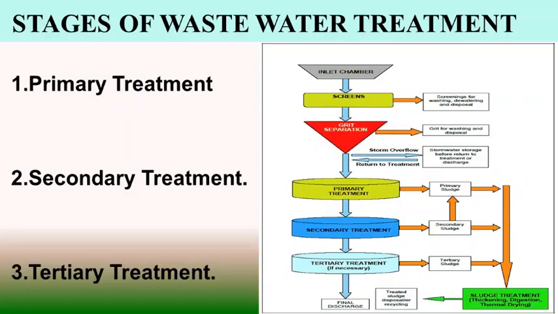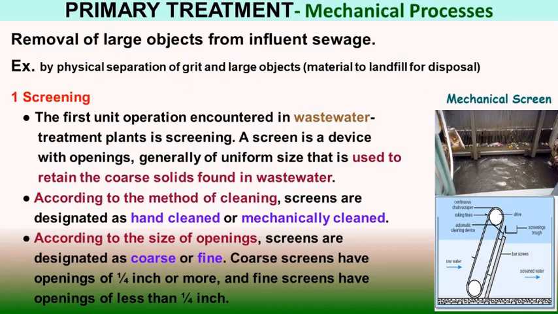In a thermal power station, a large amount of wastewater is generated, which is sent to the effluent treatment plant, and this effluent treatment is done in 3 phases. There is primary treatment, secondary treatment and tertiary treatment. The primary treatment in the effluent treatment process is a mechanical process for influent sewage. It is done by screening.